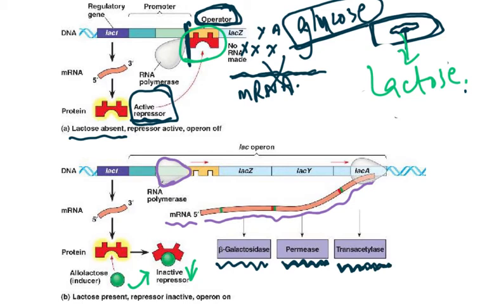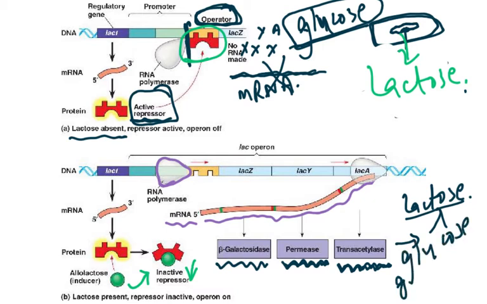So we have to know these three names, and these three enzymes are needed so that the bacteria can break down the lactose into its two constituent parts, glucose and galactose, and then this bacteria can burn it as a fuel and use it as a respiratory substrate.